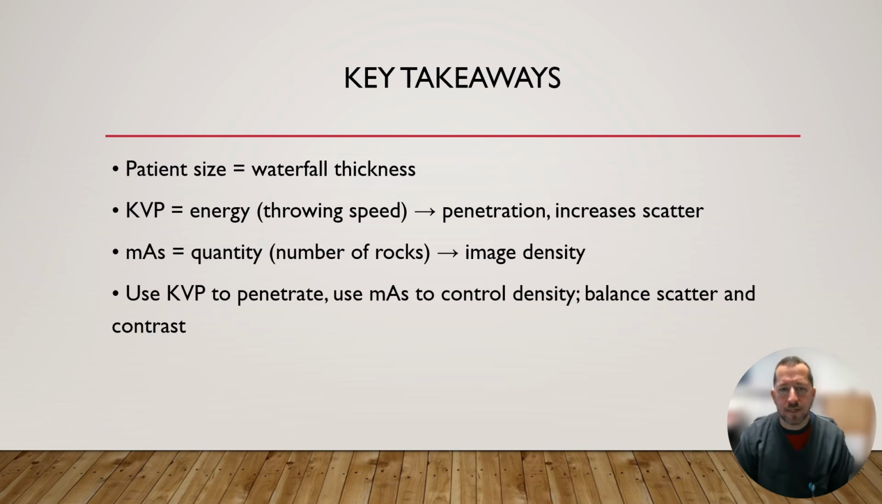Okay, quick summary. The patient size is basically the waterfall thickness. Your kVp controls the energy, or your throwing speed, which also increases the penetration but also scatter. So mAs controls the quantity, or the number of photons, which affects your image density.